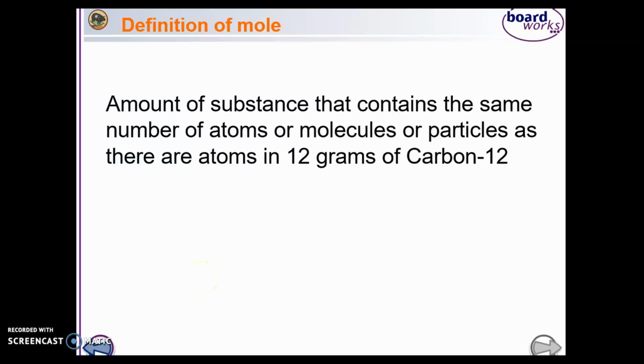Hi everyone. Today we are going to discuss quantitative chemistry. First, we're going to look at the definition of mole.